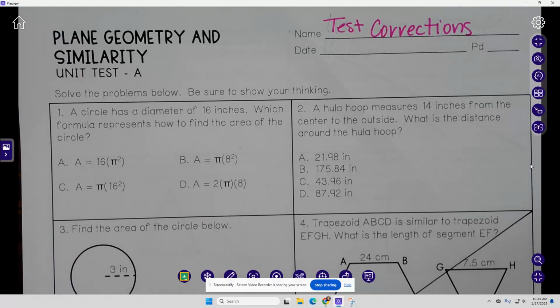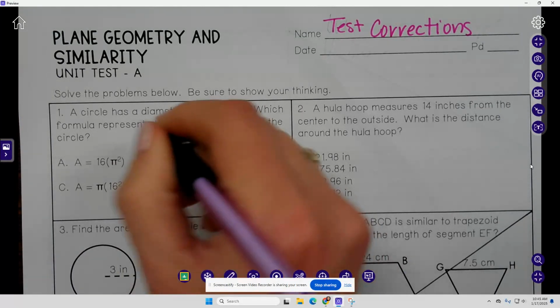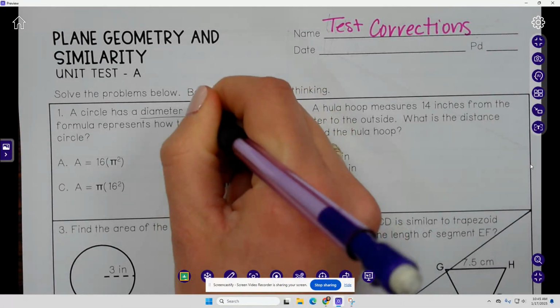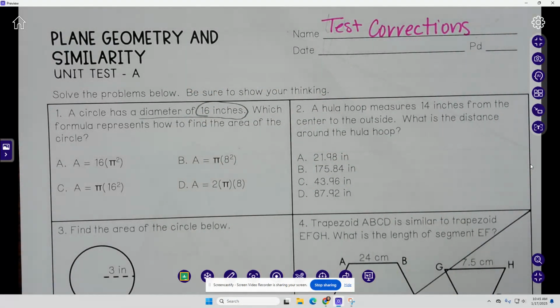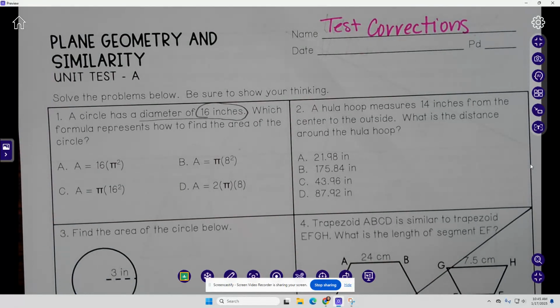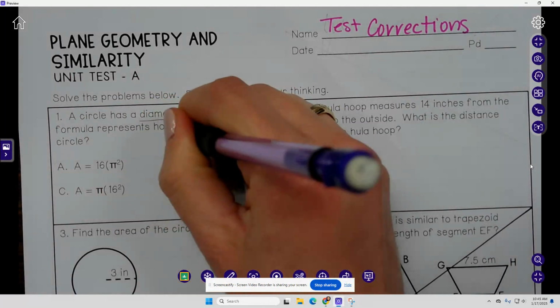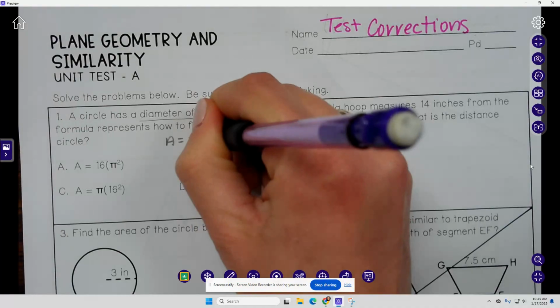So I'm going to go back and I'm going to underline important information. So we're told that a circle has a diameter of 16 inches. Which formula represents how to find the area of a circle? So the first thing that I'm going to do is write down the formula for area of the circle. Area equals pi r squared.